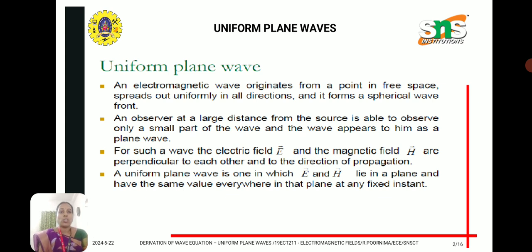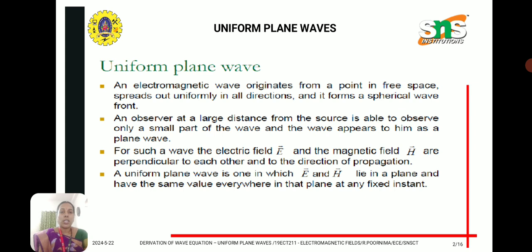Generally, an electromagnetic wave originates from a point in free space and spreads out uniformly in all directions, and it forms a spherical wavefront. So an observer at a large distance from the source is able to observe only a small part of the wave, and the wave appears to him as a plane wave.